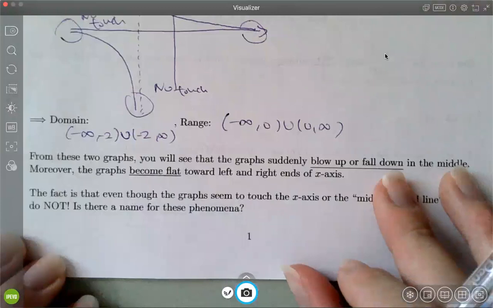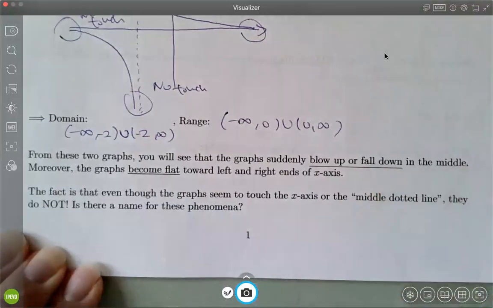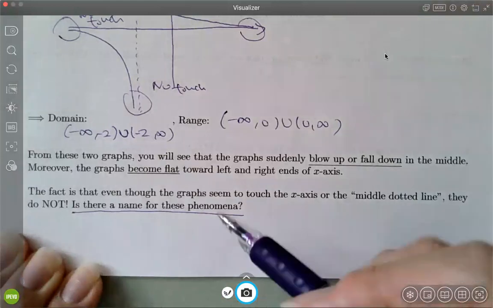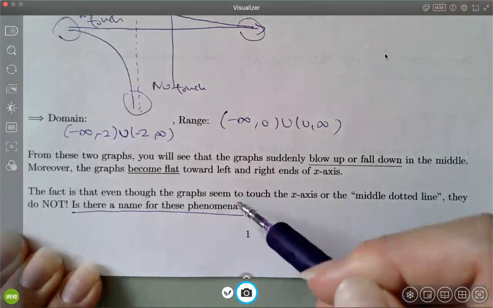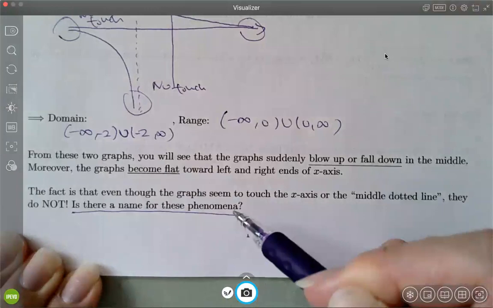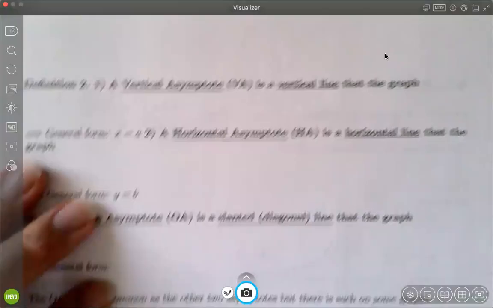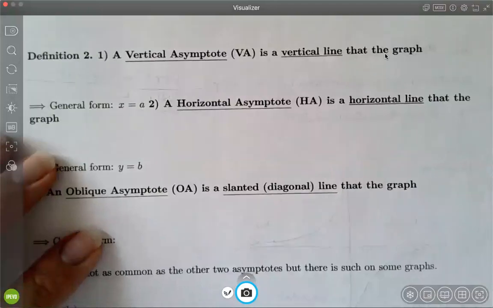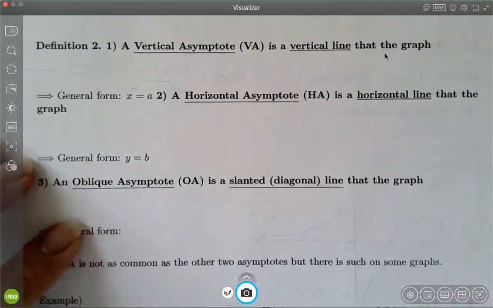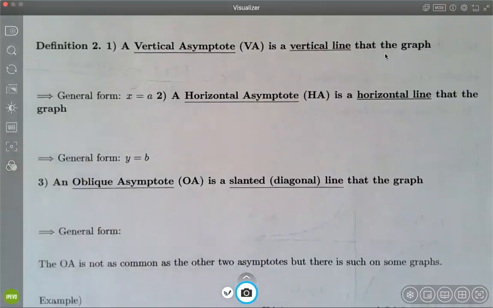Is there a name to denote these phenomena? And the answer is yes. Like I've mentioned, all of these are either blowing up, falling down, or becoming flat. Here are their names. First, blowing up or falling down is part of the vertical asymptote.